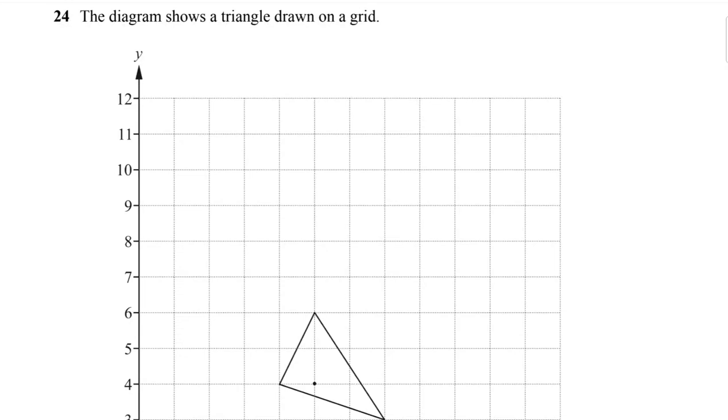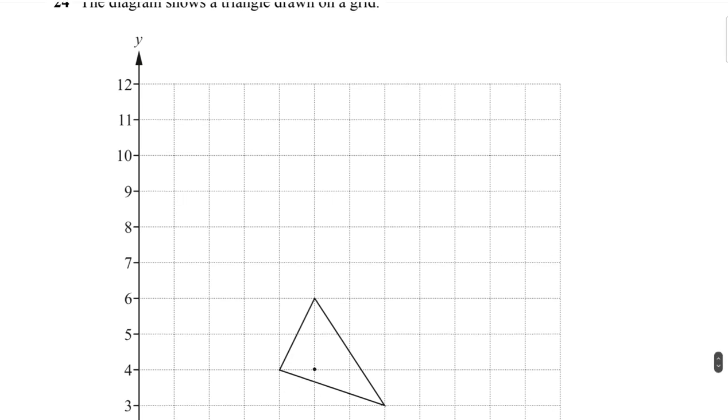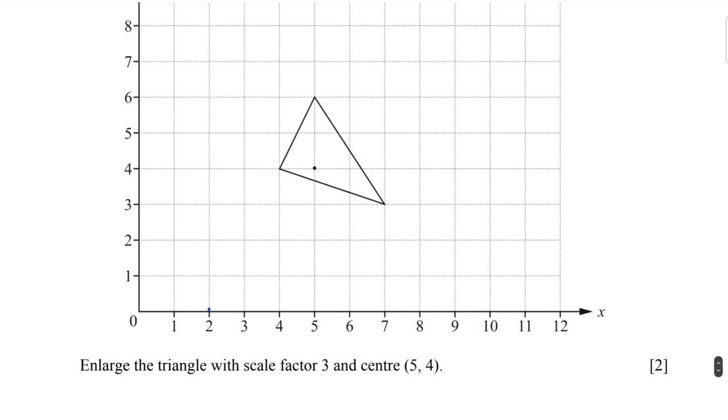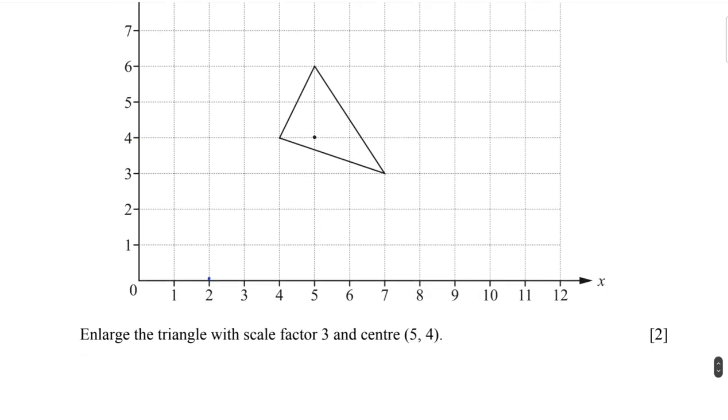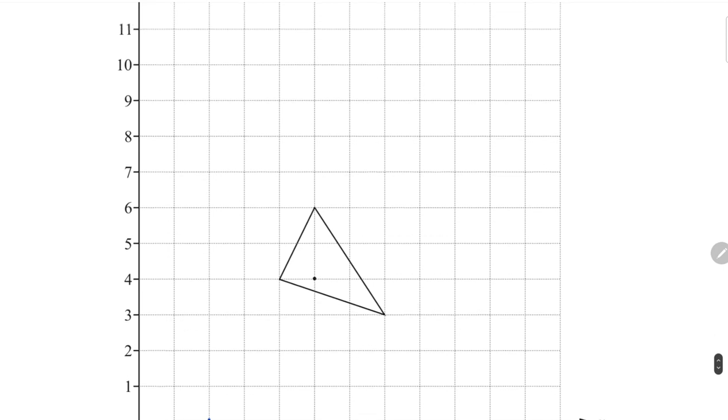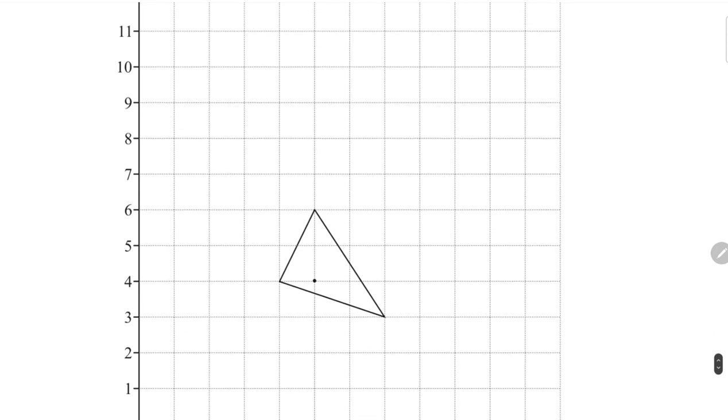Hello students, I want to solve this Cambridge question on enlargement. The diagram shows a triangle drawn on the grid, and we are to enlarge it to a scale factor of 3 from this center. So I will come to this place and get the coordinates.